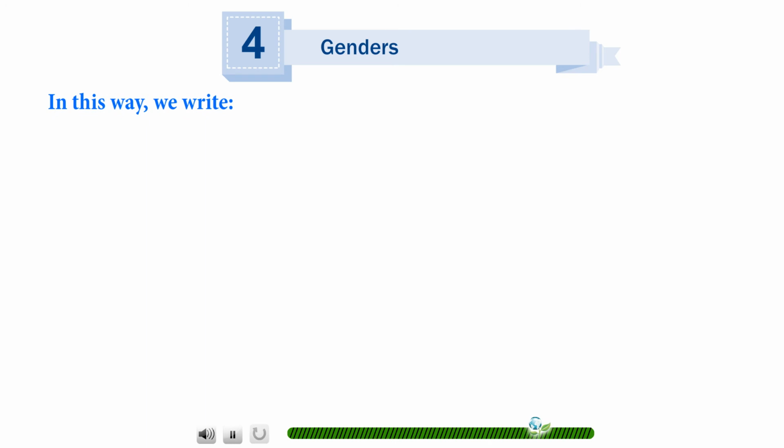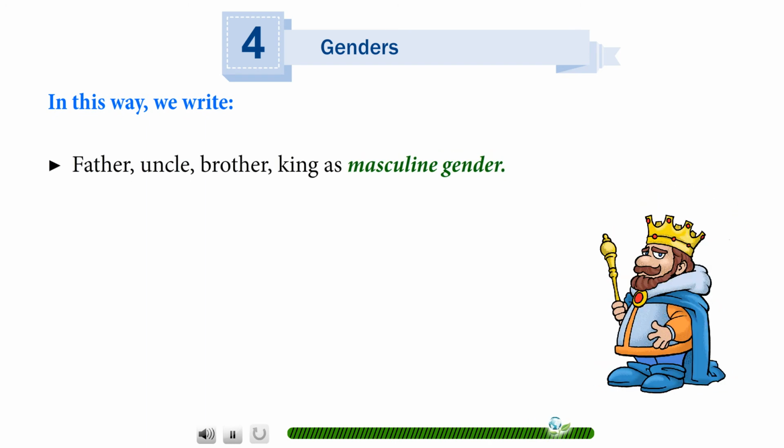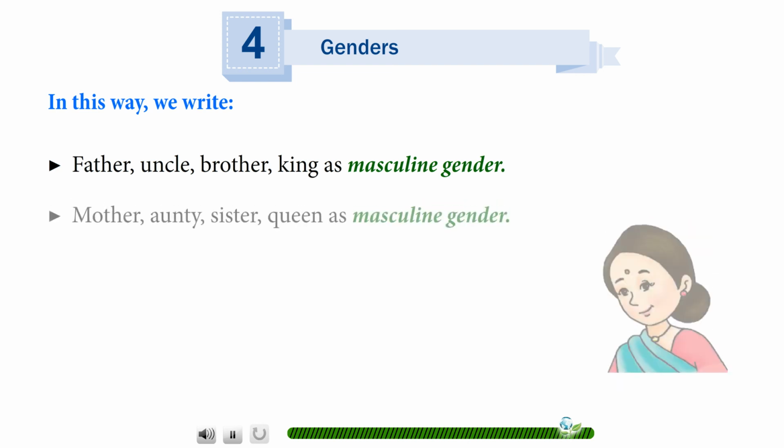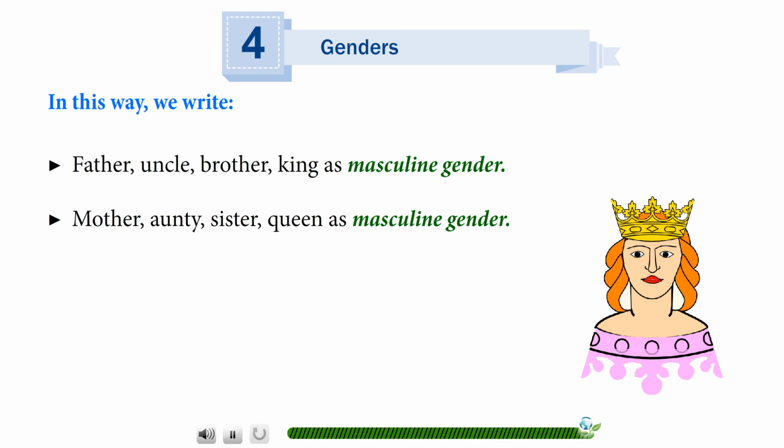In this way we write father, uncle, brother, king as masculine gender. Mother, auntie, sister, queen as feminine gender.